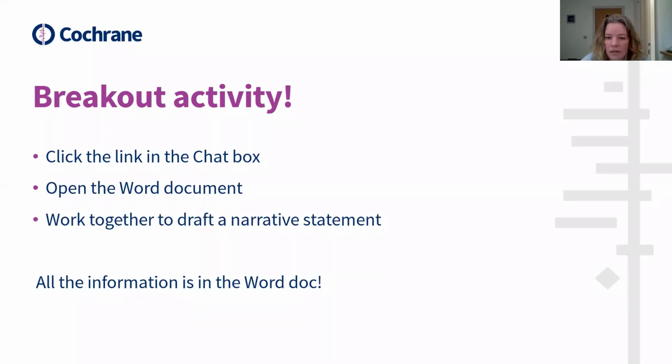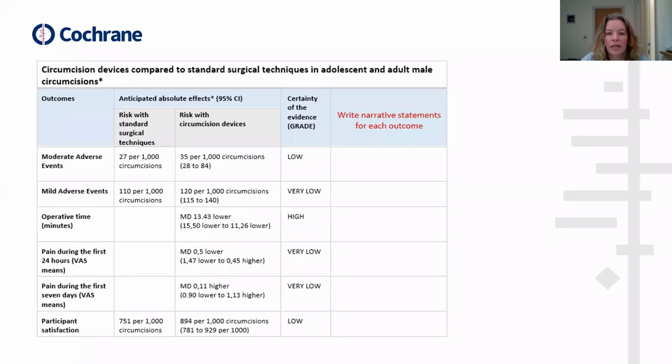So you're going to work together to draft narrative statements based on the information in a summary of findings table. If you understand the principles of how statements are formulated, then hopefully you'll feel more confident using them in your dissemination. Just a little bit of information about the review and the summary of findings table. This review is about circumcision devices compared to standard surgical techniques in adolescent and adult male circumcision. This is quite a common surgical procedure performed in men and usually carried out because of medical problems. They're usually carried out by doctors in a surgical procedure, but some like to use circumcision devices instead because they think it saves time and might be simpler and safer than a surgical procedure.